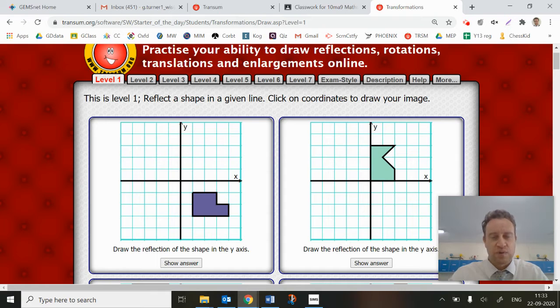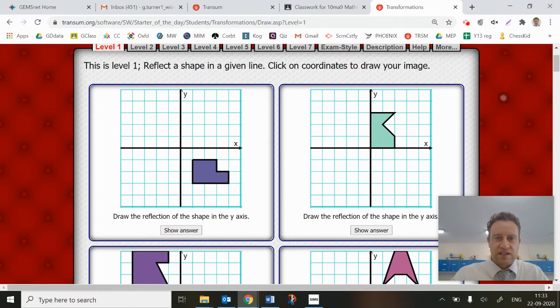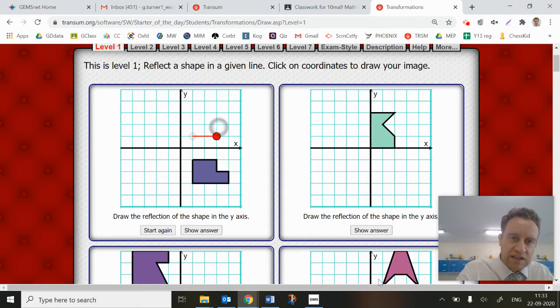You don't need to sign into it. You can just do these examples straight on each of the tabs. So let's get straight into this. Let me just show you how it works. So for example, in this one on the left-hand side, it says draw the reflection. Well, let's play around. You can see it kind of goes like this.